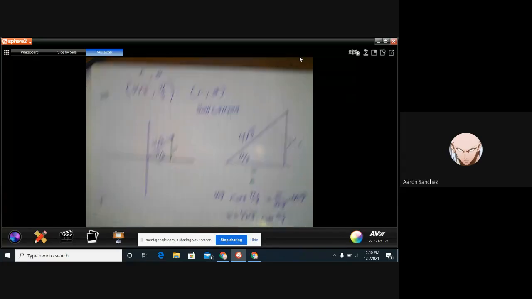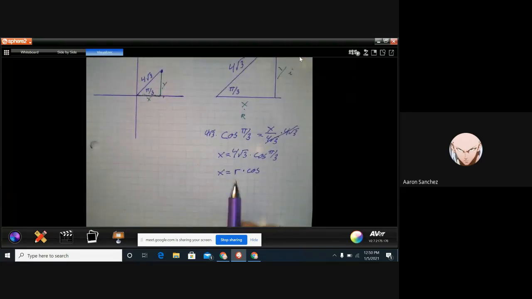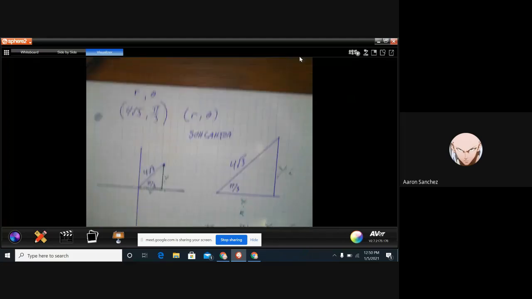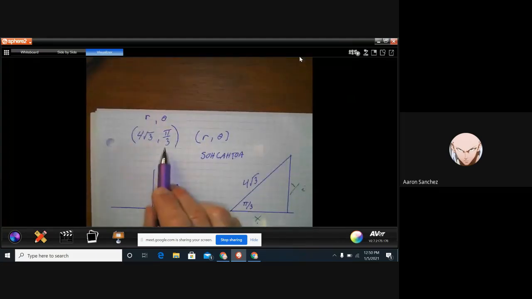So instead of 4 root 3, we're going to put x equals the radius times the cosine pi over 3. Okay, what is that as far as our equation goes? Pi over 3. What's our pi over 3?